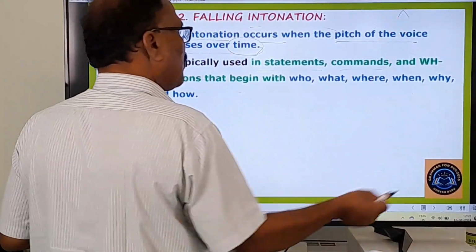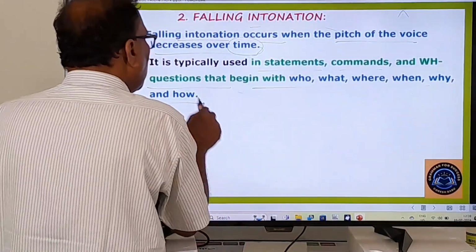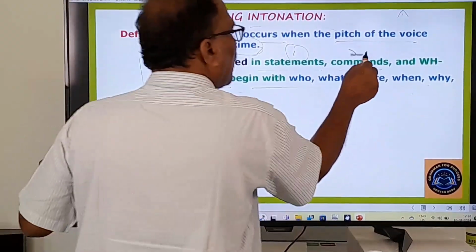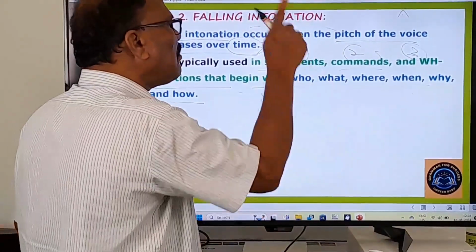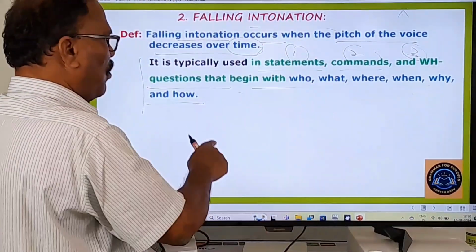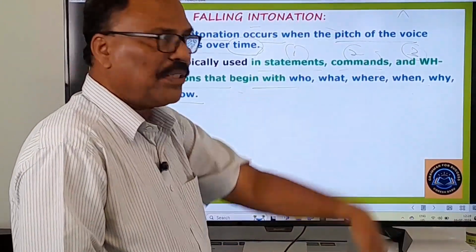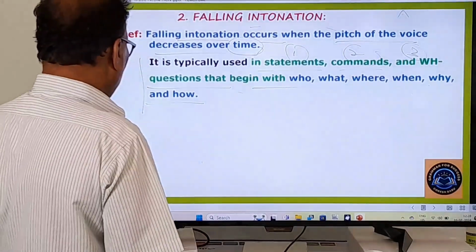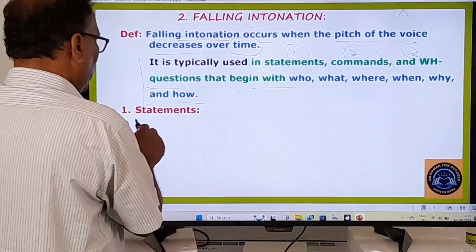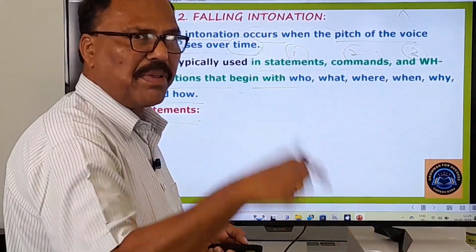Commands, falling intonation. WH questions that begin with who, what, where, when, why, and how. With these WH words, you have to use the falling intonation, right? Very interesting, very simple, very easy, right? And let's go for statements. First one is statements. Statement means at the end of the statement there will be a full stop.